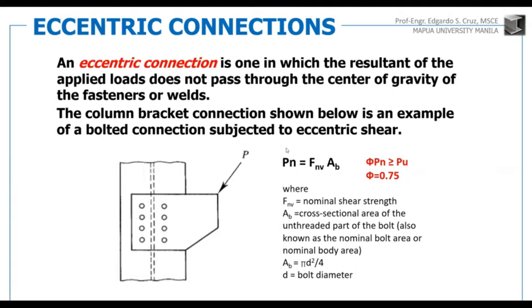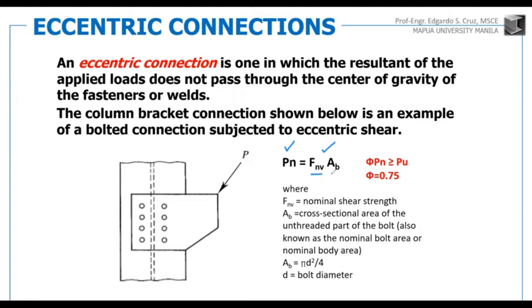And the nominal strength, P sub n, is actually equal to FNB times AB. FNB is the nominal shear strength. This is usually provided as a property of the given connector. So depende kung anong klaseng bolt or rivet yung gagamitin mo, basically this is given. And it could be found from the table shown last meeting, which was taken from the NSCP.